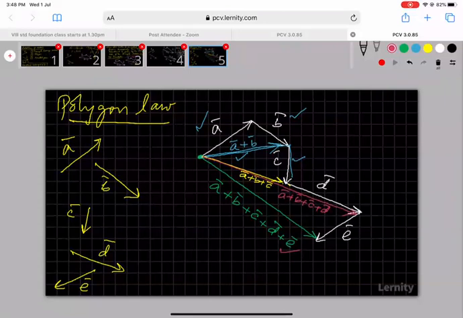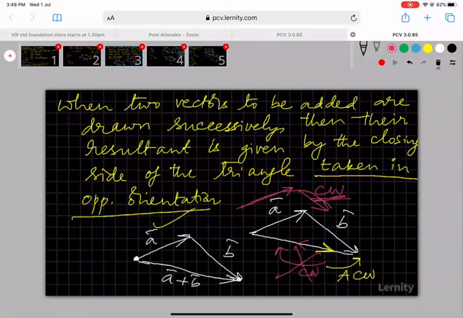Okay, the statement is again as simple as that of triangle law. Instead of 2, you just write any number of vectors. When vectors to be added are drawn successively, then their resultant is given by the closing side of the polygon taken in the opposite orientation. That is the official statement.